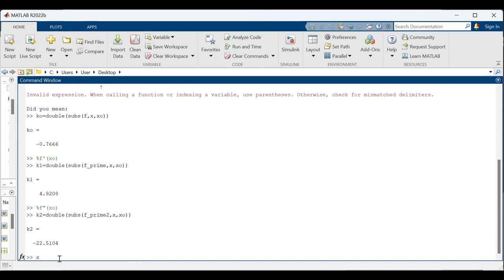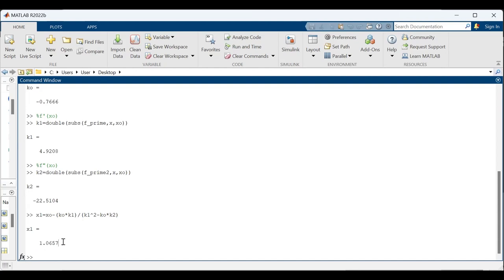Now let us find x1. So what is our x1? My x1 therefore will be equal to x naught minus the product of f of x naught, which is k naught, times f prime of x naught, so k naught times k1, divided by k1 squared minus k naught times the second derivative, which is f prime prime of x naught, which is k2. Let's see what we get there as x1. So this is our x1.